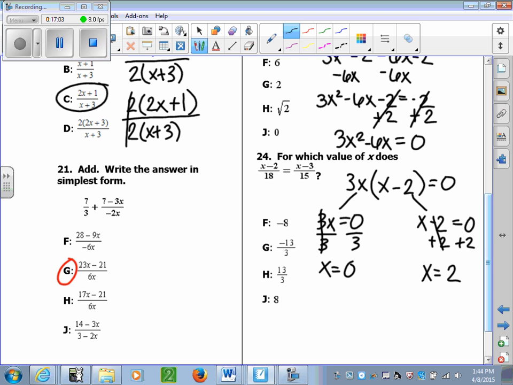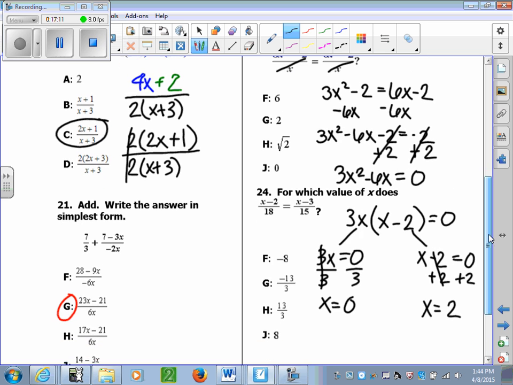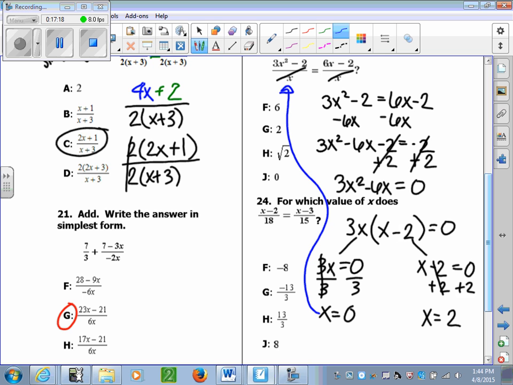All right, so I have two solutions. However, remember, when we're solving rational equations, we always have to check for extraneous solutions. So I'm going to take each of these solutions individually and plug them back into the denominators in the original problem. If I plug a 0 in here, I'm going to end up with my denominator equaling 0. Well, if it equals 0, remember, that means it's an extraneous solution. So this is not a real solution, it's an extraneous solution. Okay? So automatically J is not the answer.